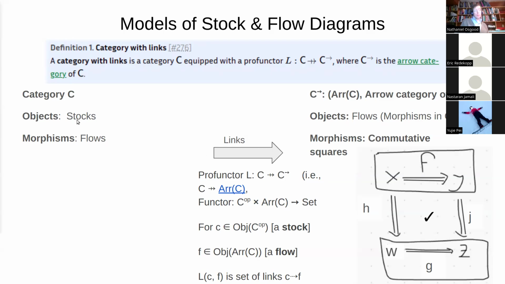So in this primitive representation, links go from stocks to flows.